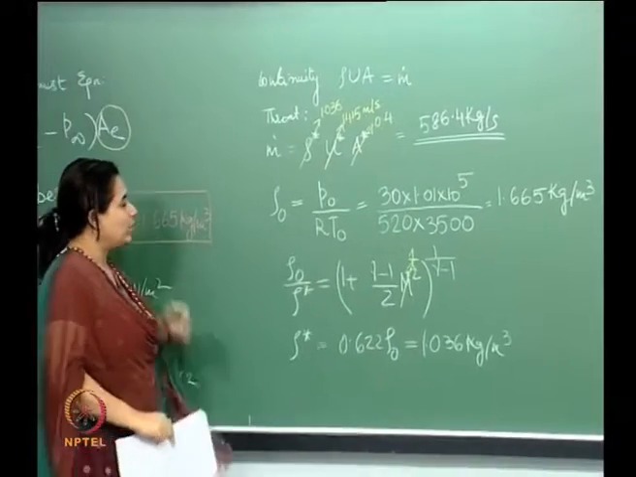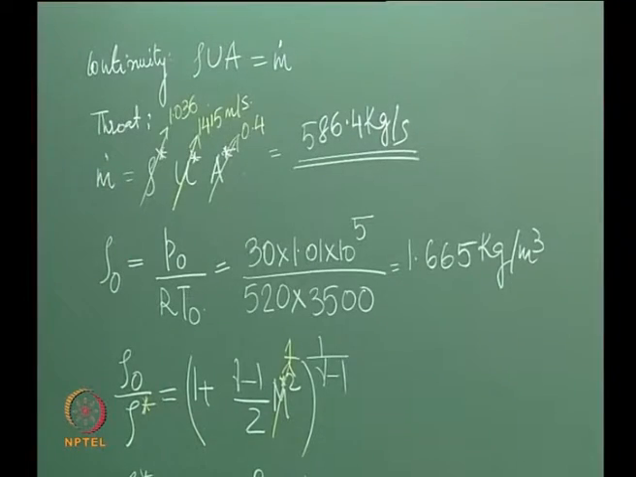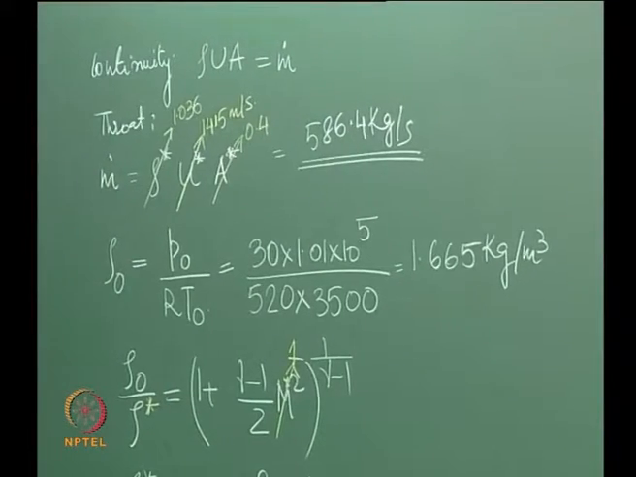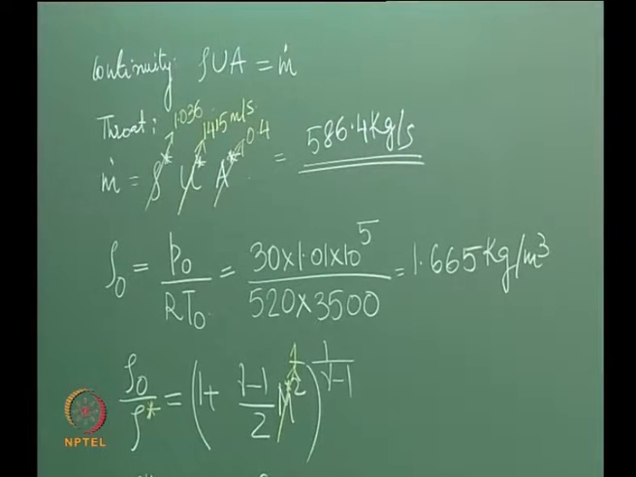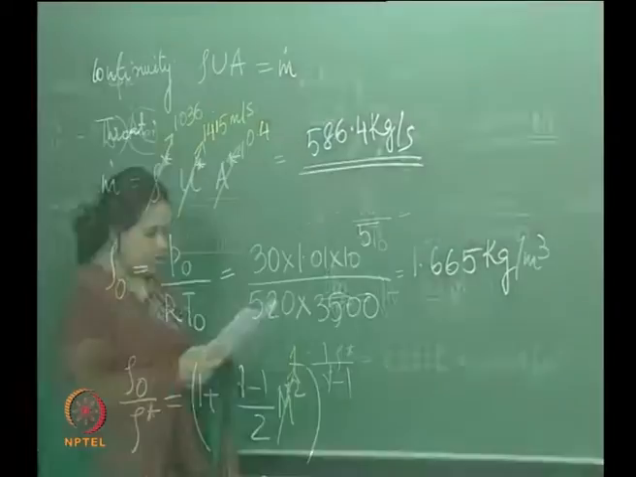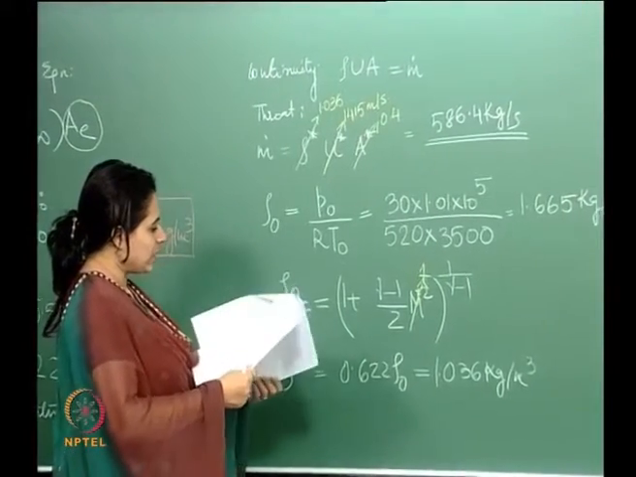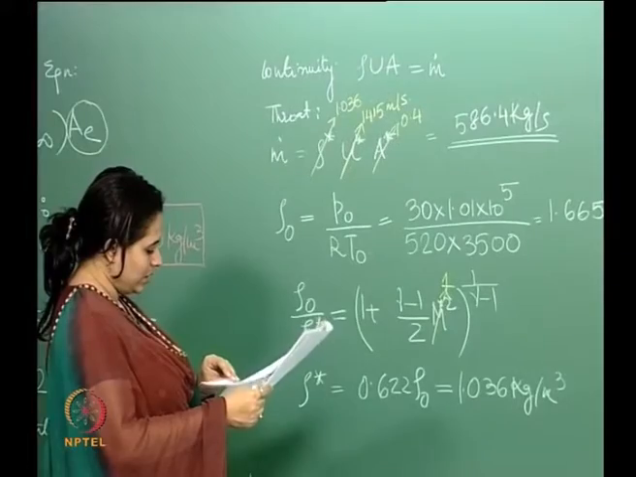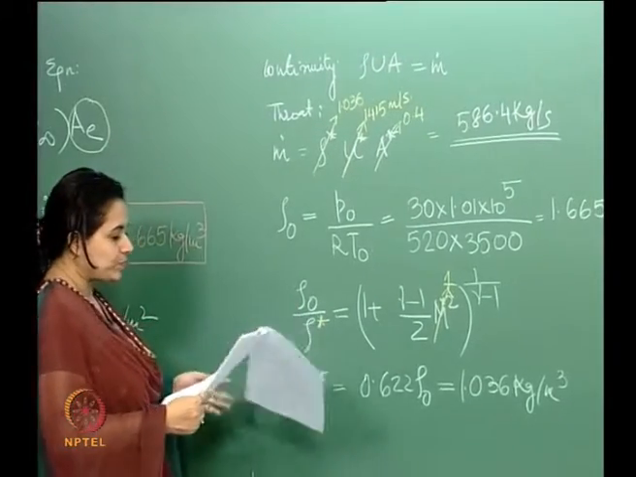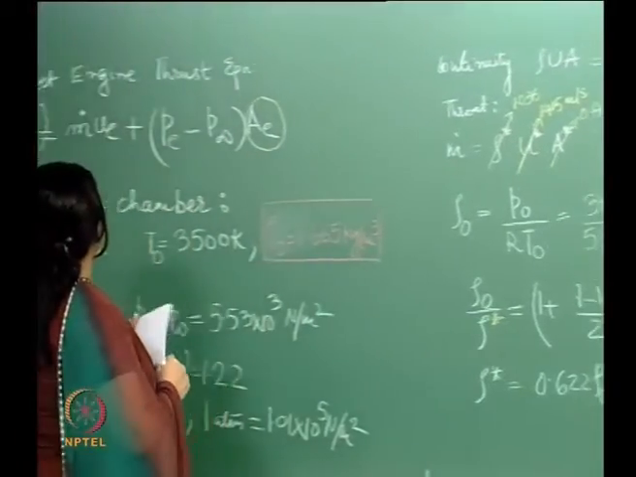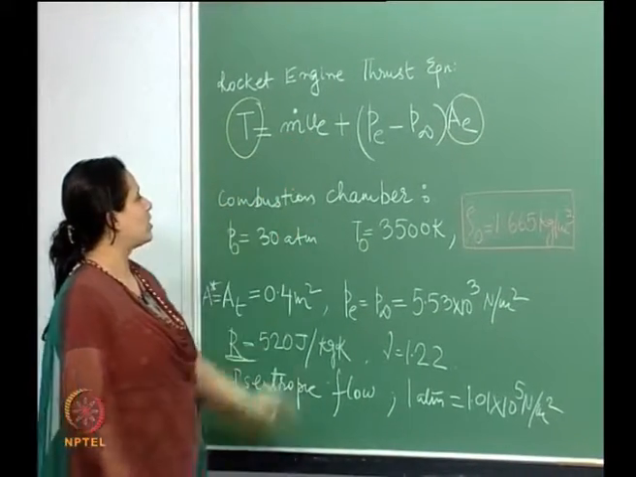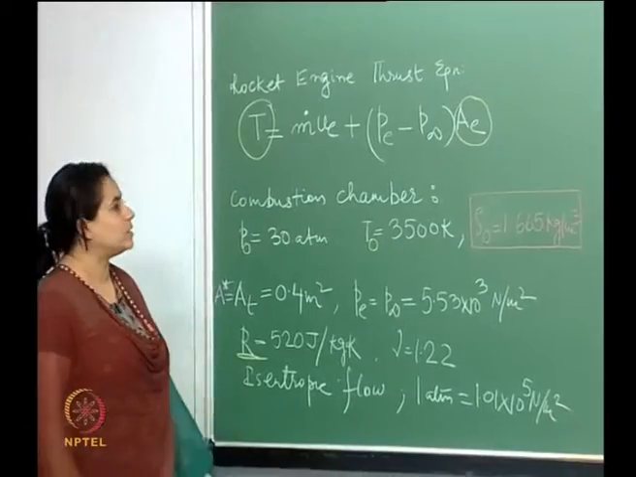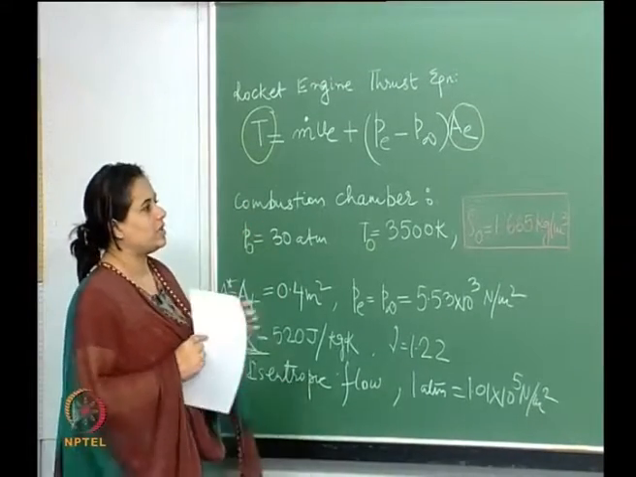Okay. So, basically we get this, this is the mass flow rate. We get a mass flow rate of 586.4 kg per second. Having got that, now the next thing we definitely need is something that we've got. Now, let us look at how we can calculate the velocity at the exit, UE.